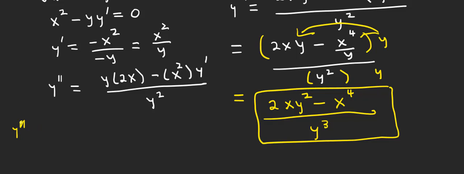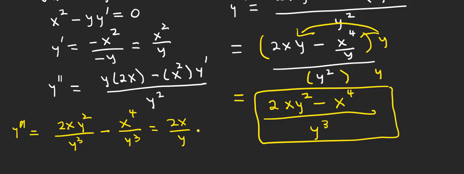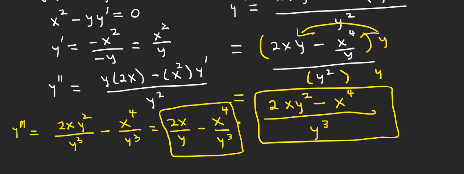So y double prime is 2xy squared over y cubed minus x to the 4th over y cubed. They might cancel out the y's here. You get 2x over y minus x to the 4th over y cubed. These two are the same. But again, this is fine for me, but at the same time, you should know that these two are equivalent.